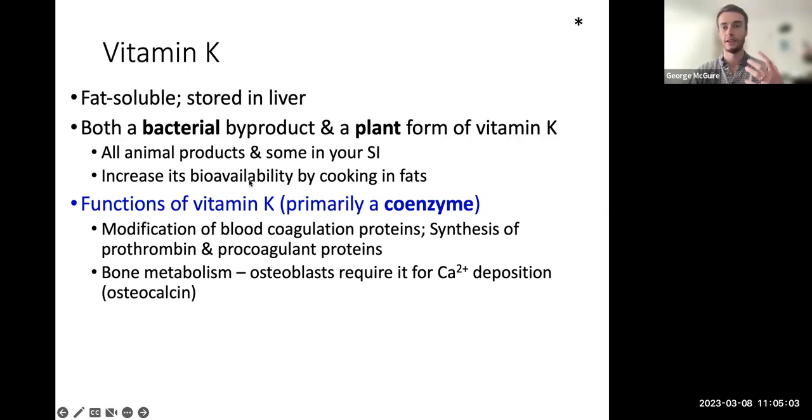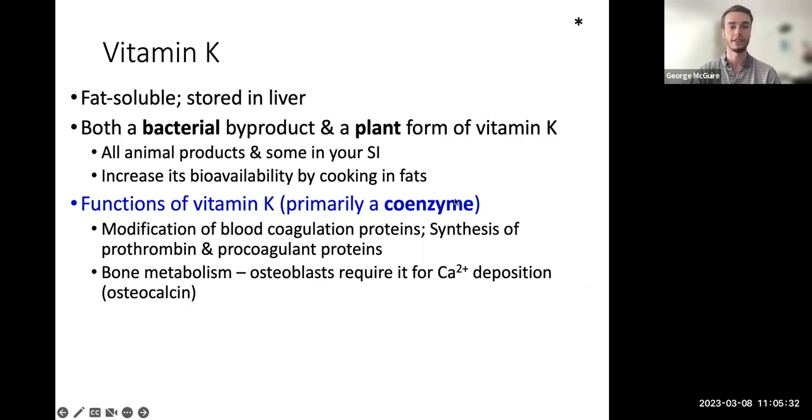Right? So you can eat food that has a high amount of vitamin K, but if there's not enough fat in that food, or not enough fat used in the cooking of that food, that vitamin K isn't going to have fat to carry it in order to be absorbed, and thus will simply move on to be excreted with the rest of your feces. Okay? So you can increase the bioavailability of vitamin K by cooking in fats, and any of your fat-soluble vitamins by cooking with healthy fats.